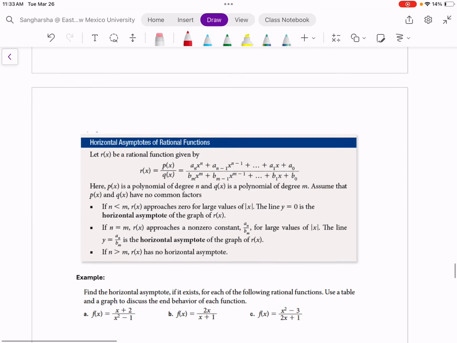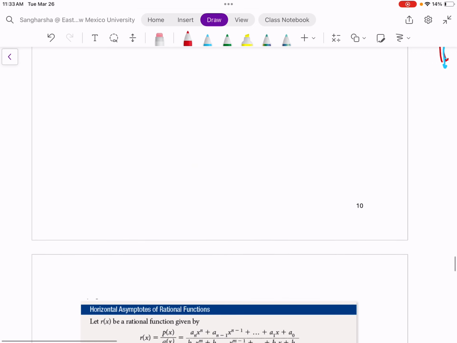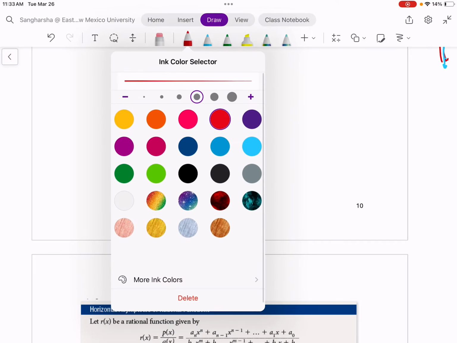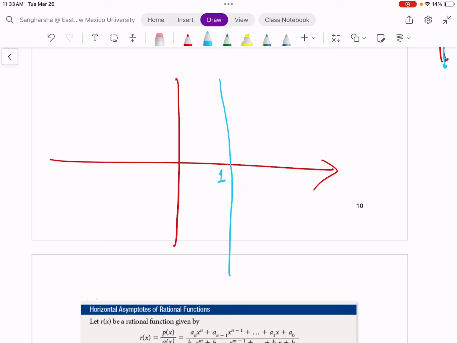Okay, next we have the horizontal asymptote. Let me draw here. Let me take the same graph that we had earlier. We have the vertical asymptote at 1. So this is 1. When you draw the graph, your function is undefined at 1, so it goes all the way down. It never touches.